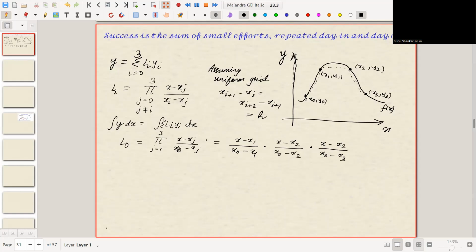Why? Because in Simpson's 1/3 rule, you did not have this. Did you have a cubic equation like this in Simpson's 1/3? I ask you to check. So you have to do the integration of L naught, that means the integration of x minus x1, x minus x2, x minus x3 dx. The denominators are constants and they can be moved outside of the integration.